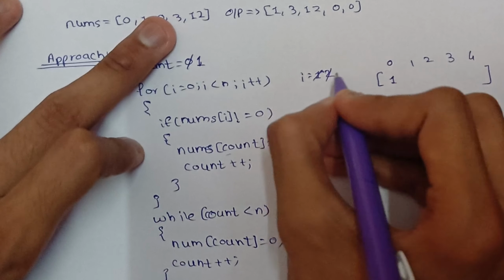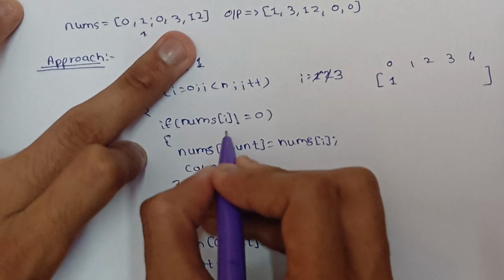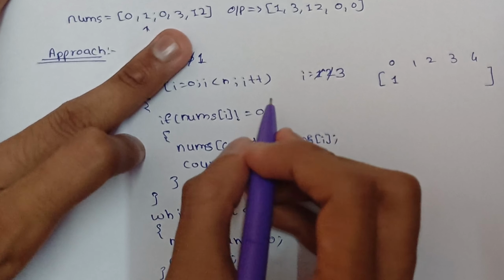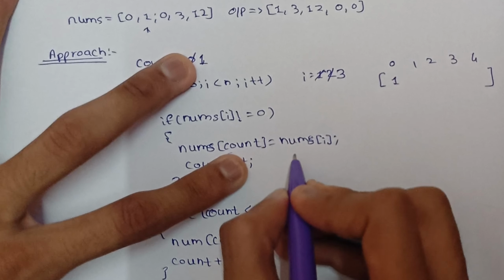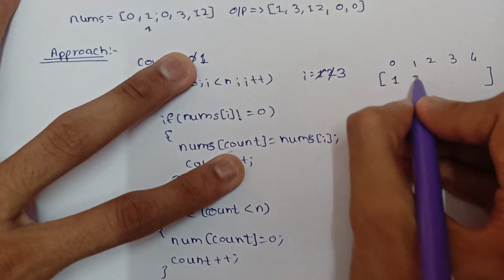Now again I will increment to 3. At index 3, nums[i] is not equal to 0, so it's a true condition. Count is now 1. At index 1, put that number, 3. The 3 will come here.